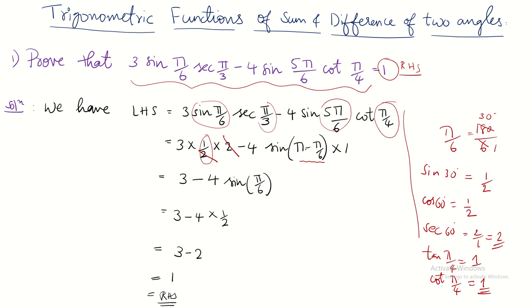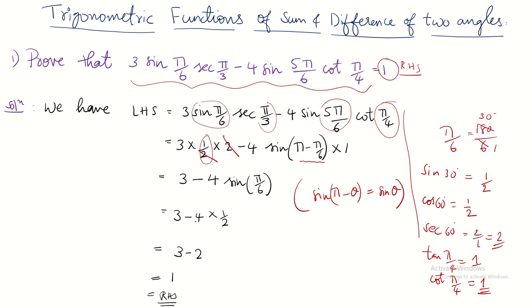You have sine pi minus theta, the answer is sine theta. So in the place of sine pi minus pi by 6, you will be writing sine pi by 6 itself, into 1. So this will be 4 sine pi by 6. Sine pi minus theta is equal to sine theta.